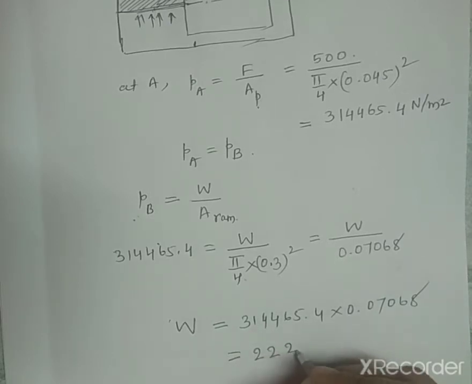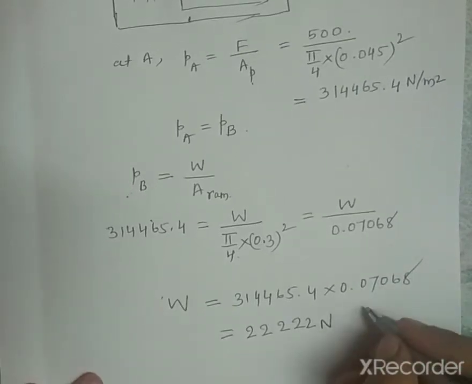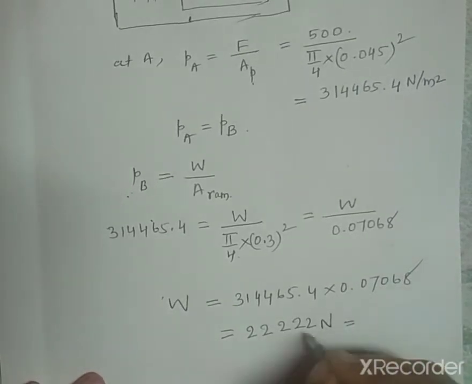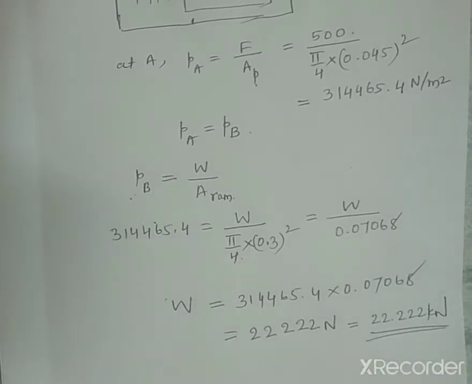So that is equal to 22,222 Newton, which can be converted to kilonewton as 22.222 kilonewton. Okay, so this is the answer.